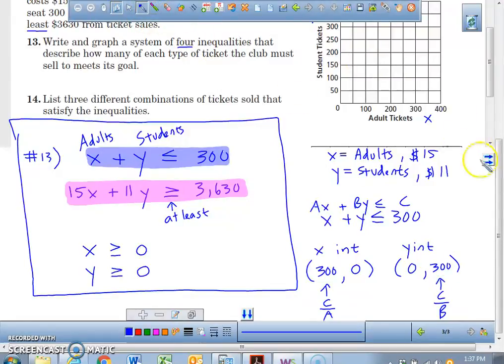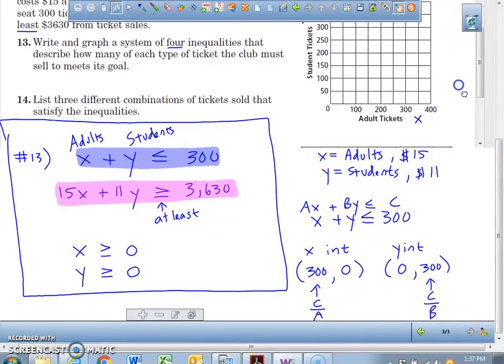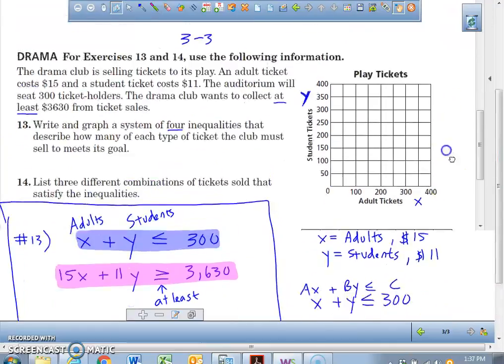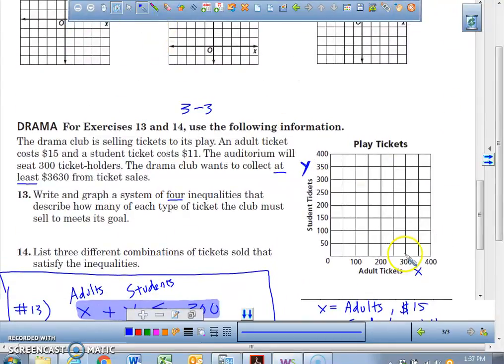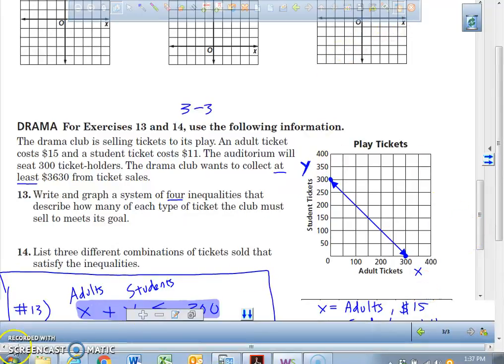So what I want you to do, right over here on your graph, is plot (300, 0) and (0, 300). So right here, here's (300, 0) right there. (0, 300) is right there. Connect these with a nice solid line with your ruler. Connect them. But I don't want you to shade. We'll talk about where it's going to shade, but I don't want you to shade just yet.